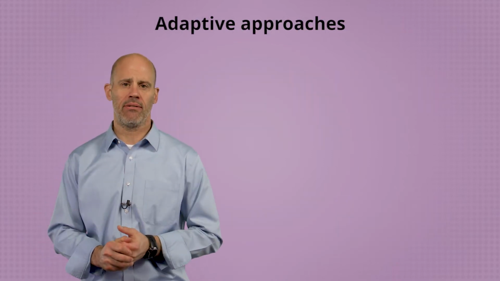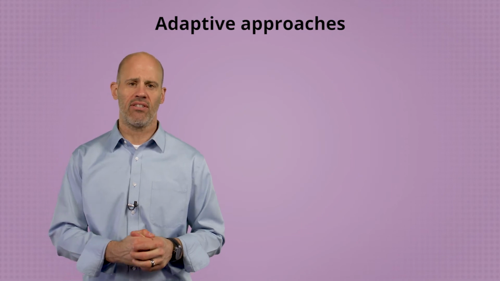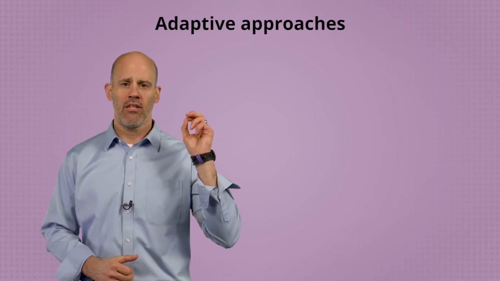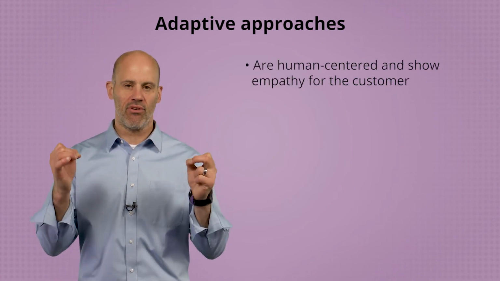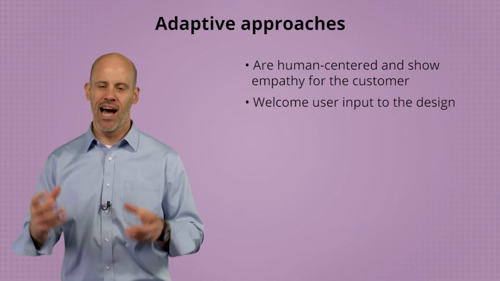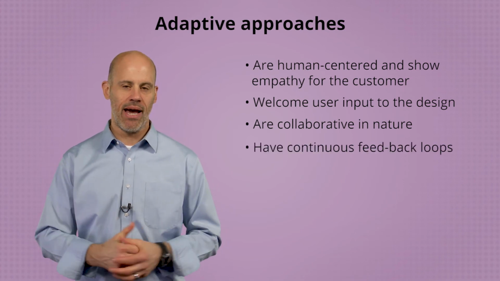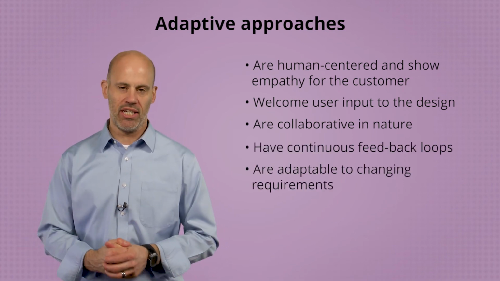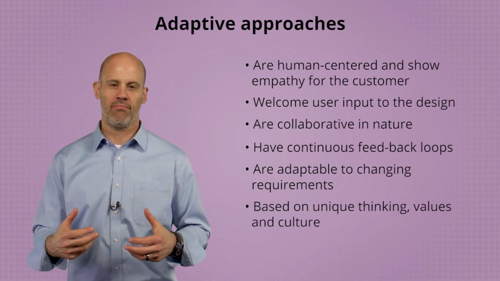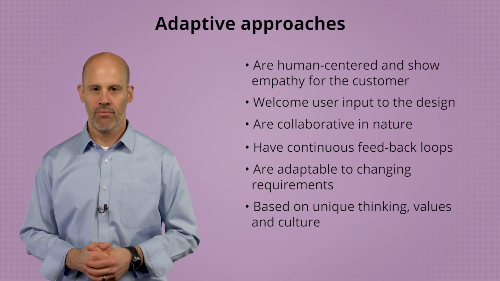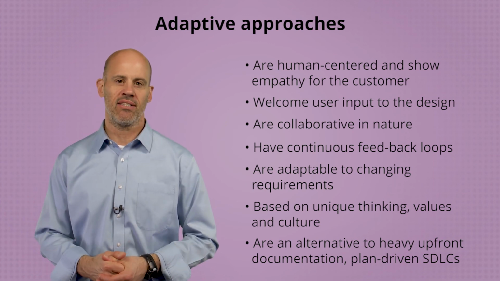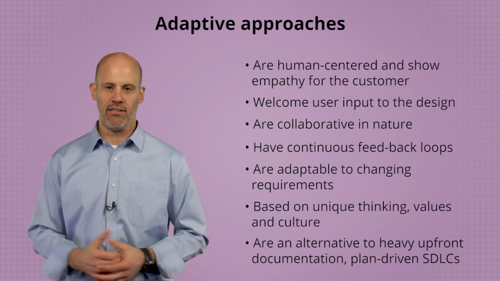So to recap in this segment, we've looked at some of the more common methods and practices of Agile, or these adaptive approaches. The key features to remember are that, one, they're human-centered and really display empathy for the customer. Of course, we welcome user input into the design, highly collaborative, continuous feedback loops built in, and very adaptable to changing requirements. They're based on very unique thinking, values, and culture, not found in traditional approaches. And they are an alternative to the heavy upfront documentation, plan-driven SDLCs that are slower to market and in responding to change.